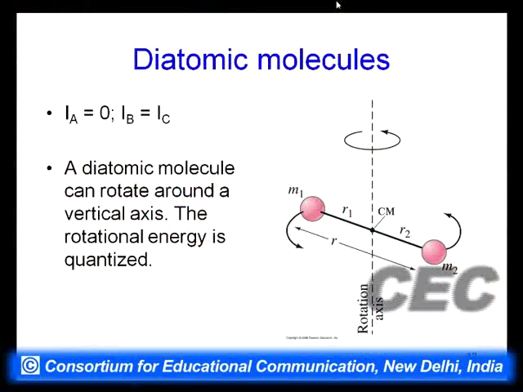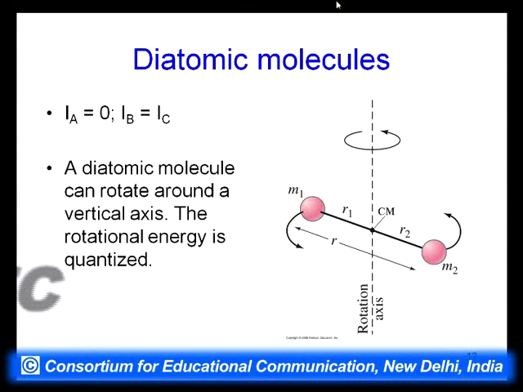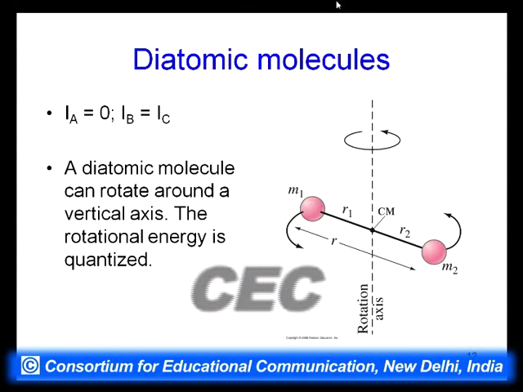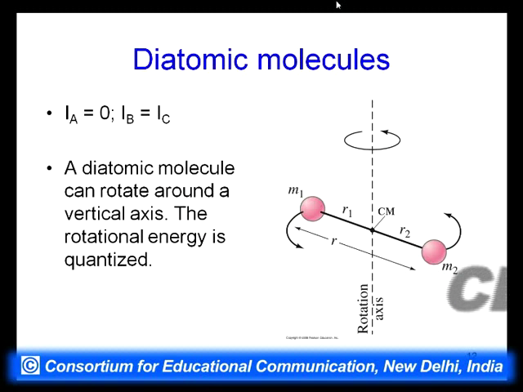Now diatomic molecules are characterized like this. For them Ia is equal to 0 and Ib is equal to Ic. A diatomic molecule can rotate around a vertical axis. The rotational energy is quantized. So when we write down the expression for the kinetic energy, I said that there is no potential energy in the case of rotation, because you are not stretching the bond, the internuclear distance is remaining the same, and about the center of mass there can be any kind of rotation.